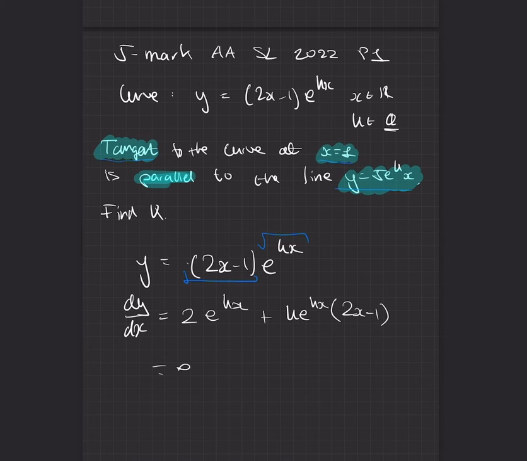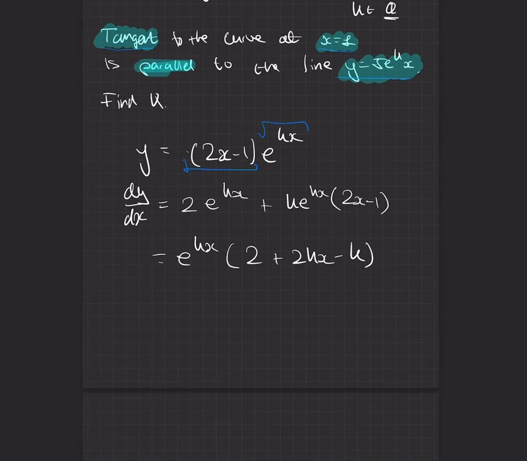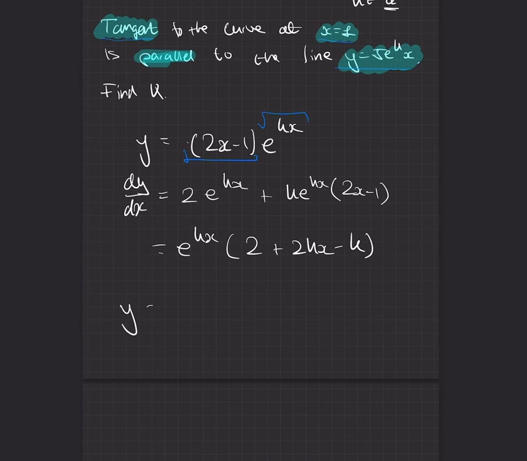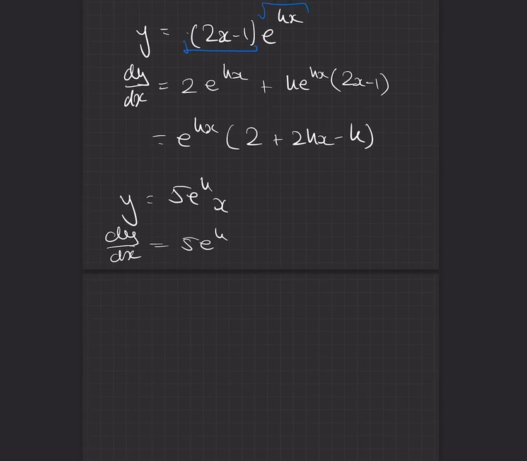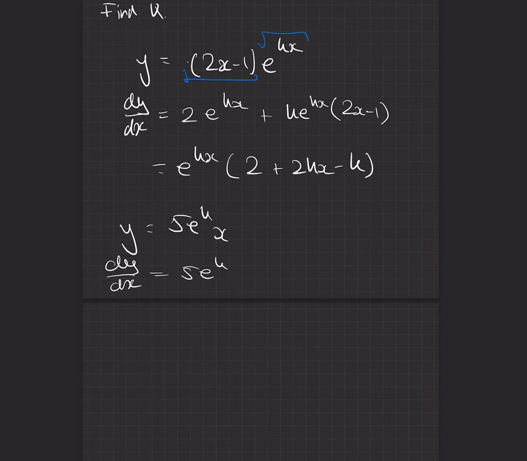We can actually bring out e to the kx. That's going to be 2 plus 2kx minus k. We can leave it like that. And then the second function is y equals 5e to the k x. That's just a straight line with a gradient of 5e to the k, so that means dy/dx is just 5e to the k. Now we know that when x is 1, because that's the important information they told us here, the gradients of the tangents are equal, aka they're parallel.